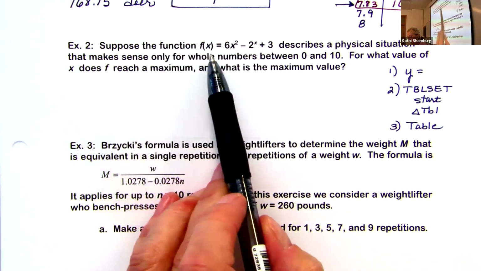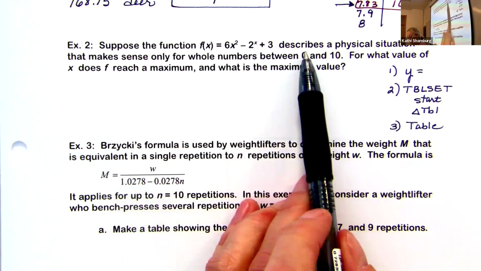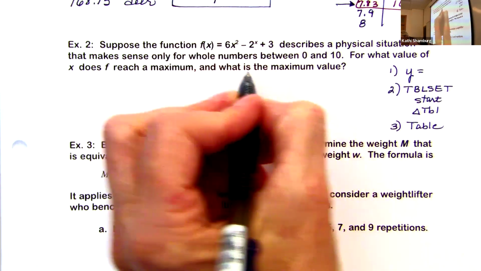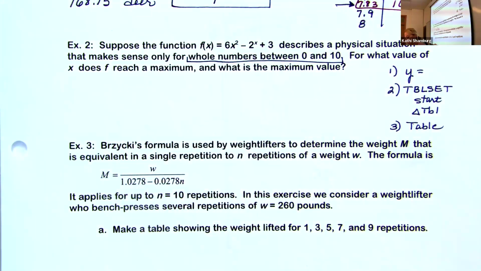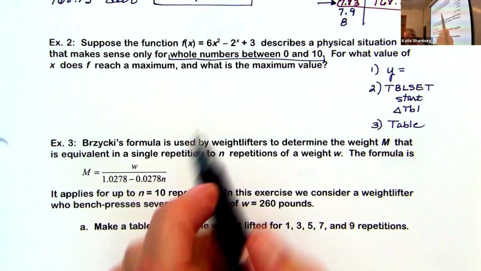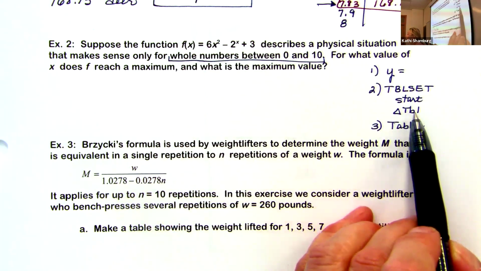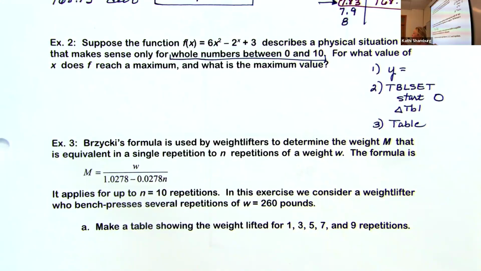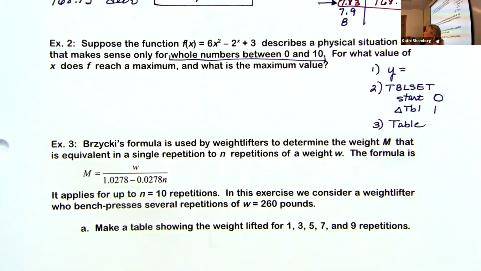Suppose the function f of x equals, describe a physical situation that makes sense only for whole numbers between 0 and 10. All right, so when they tell me that, they're giving me a hint to start where on my table? 0. Now, this is where you need to be careful. What's my change in table going to be? 1. Because I'll have a few times some people or students will think it's 10.